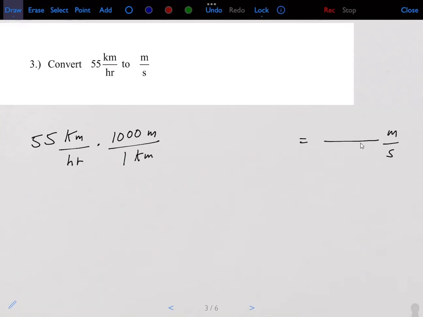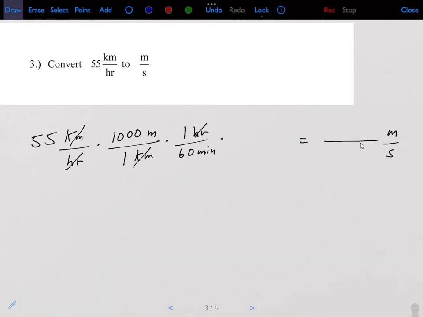Again, why do I want to do it that way as opposed to 1 kilometer over 1,000 meters? Because I want kilometers to be in the denominator in my unit conversion factor so they cancel with the km here. So if I were to stop right now, my answer would be in meters per hour, but I want meters per second. So now I need to convert hours into seconds. Well, first, let me go from hours to minutes. We know that 1 hour is 60 minutes. So now hours will cancel. If I were to stop now, it'd be meters per minute, but I want meters per second.